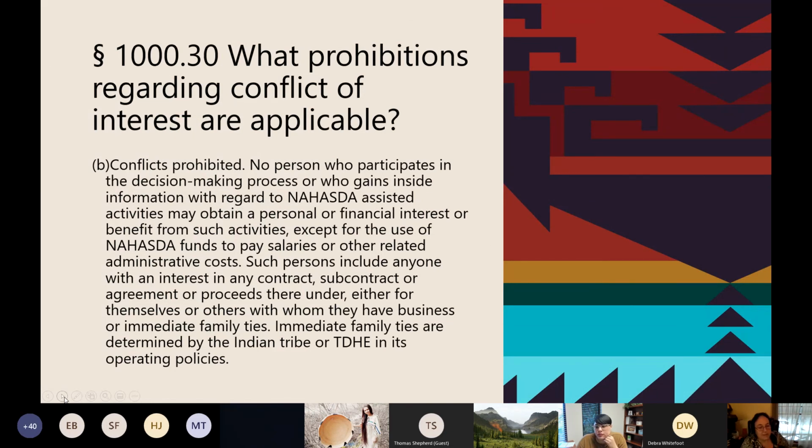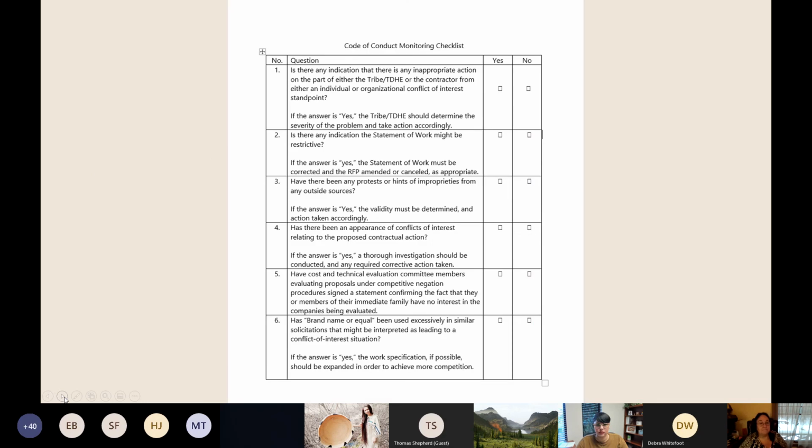No person who participates in the decision-making process or gains inside information with regard to NAHASDA assisted activities can obtain a personal or financial interest or benefit from those activities, except for the use of funds to pay salaries, because that's allowable, or any other related administrative cost. Such persons include anyone with an interest in any contract, subcontract, agreement, or proceeds thereunder, either for themselves or others, with whom they have business or immediate family ties. Immediate family ties are determined by the Indian tribe or the TDHE within their operating policies.